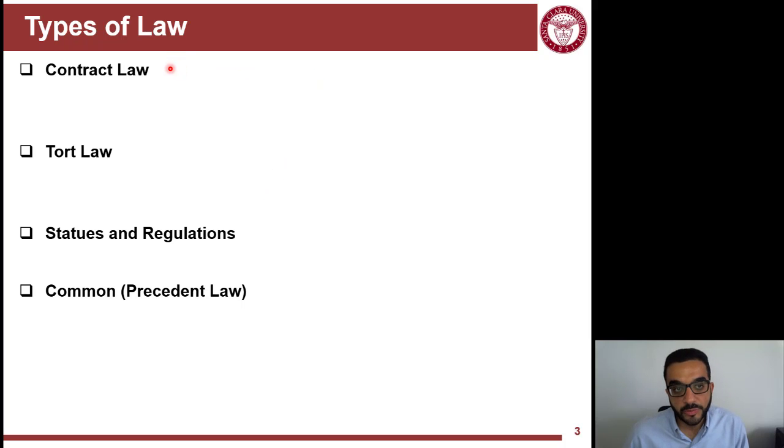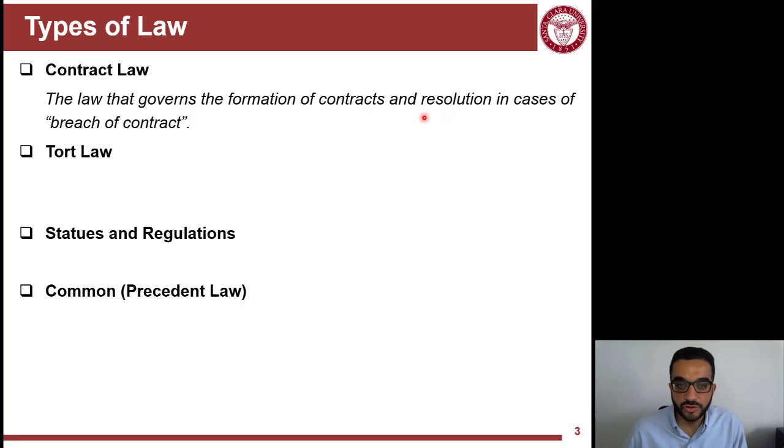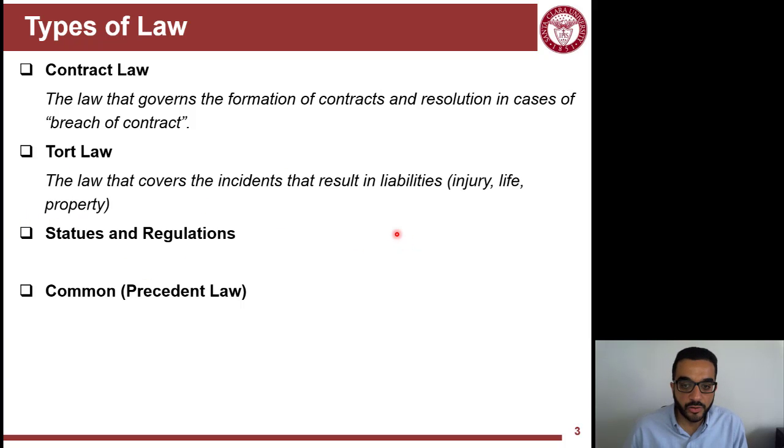So what are the types of law? Tort law is one of them, but the first one is contract law. So when you deal in construction, you'll deal a lot with contract law because you're constructing projects based on contracts that are formed, and if you are in breach of a contract, there will be consequences to that. There's the tort law, which is a public law that governs how to react to incidents that will cause liabilities or injuries or harm to other people's rights.